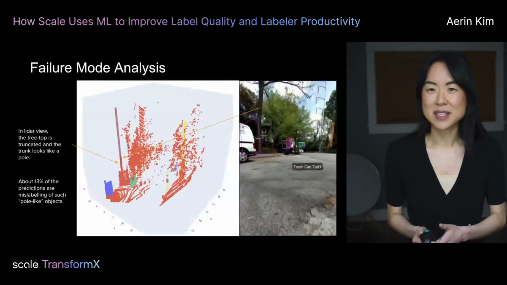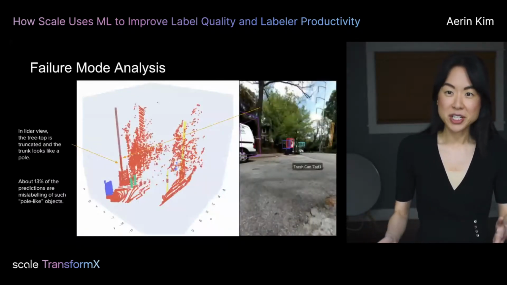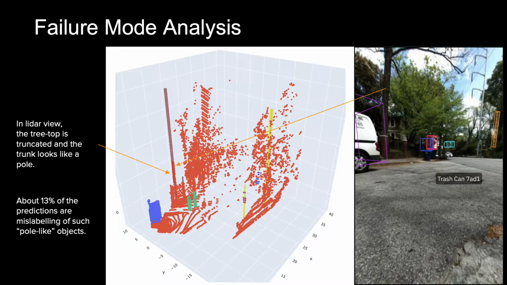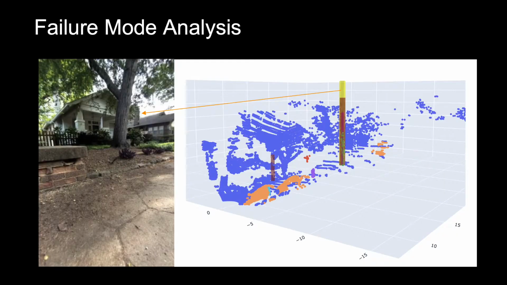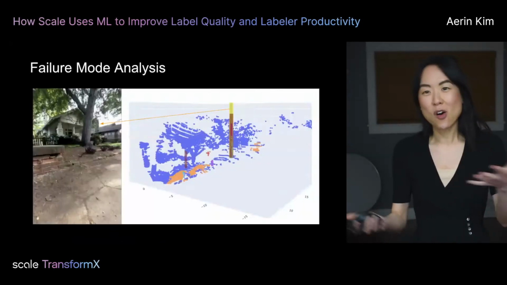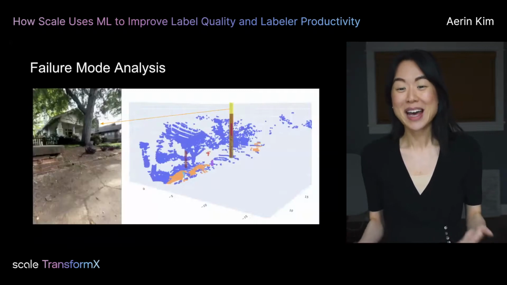Failure mode analysis. There are failures as well if we set the confidence score too low. Sometimes the linter thinks of a tree trunk as a pole, and a chimney as a pole. So if you use Scale's annotation service, you'll get all these data science studies as an artifact as well.